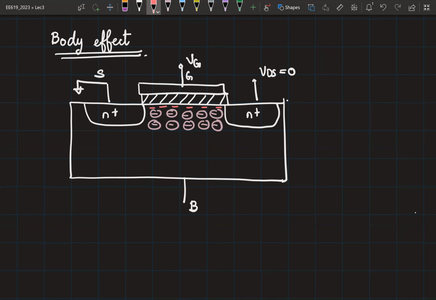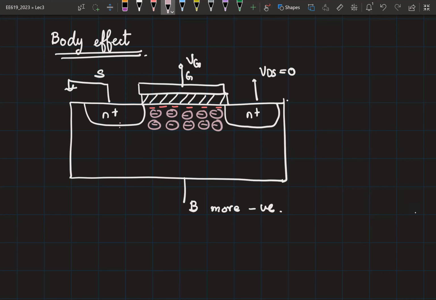So now let me introduce something. Let's make the bulk voltage more negative. What comment can you make about the depletion region between source and bulk voltage?